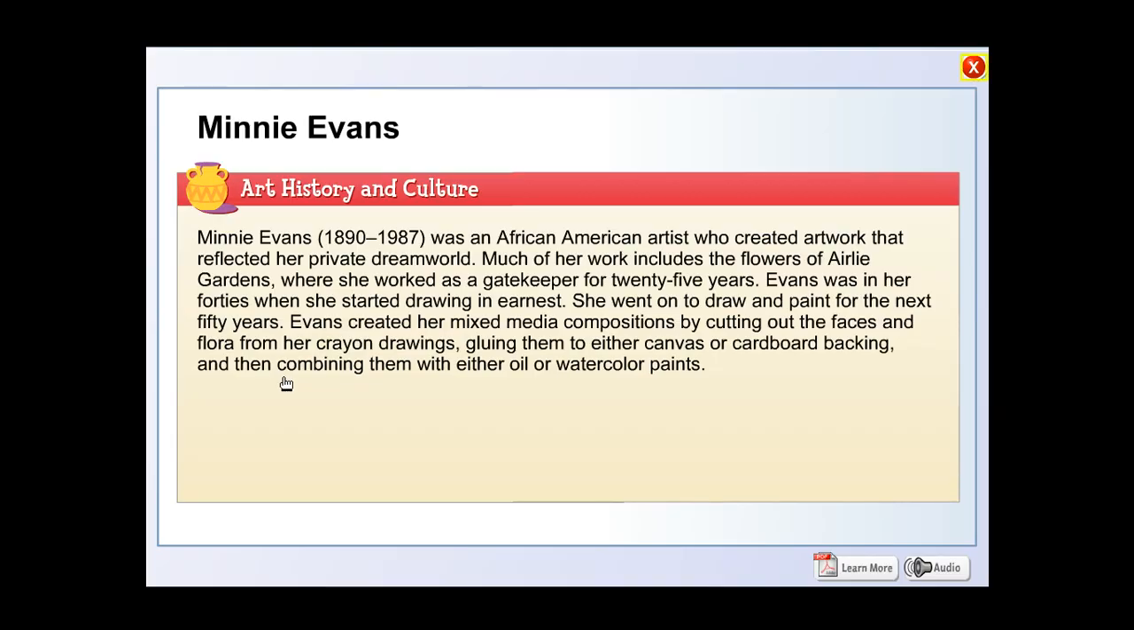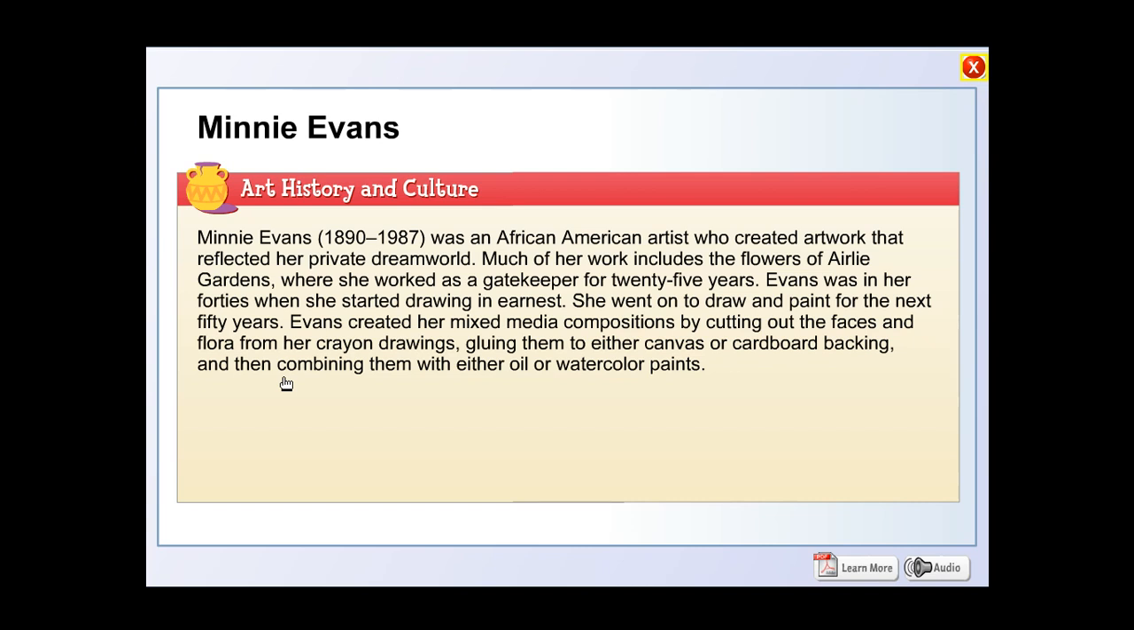Minnie Evans, I want to say, she's from North Carolina, I think. She's an African-American artist who created artwork that reflected her private dream world. Much of her work includes the flowers of Airlie Gardens, where she worked as a gatekeeper for 25 years. Evans was in her 40s when she started drawing in earnest. So she didn't even start drawing or becoming an artist until she was 40 years old. She went on to draw and paint for the next 50 years.